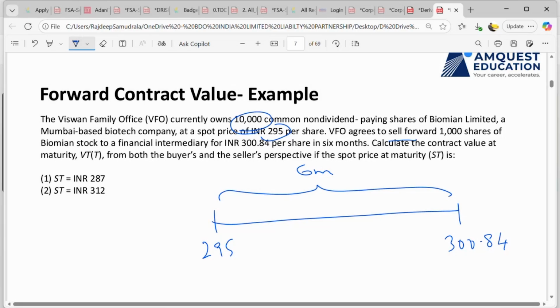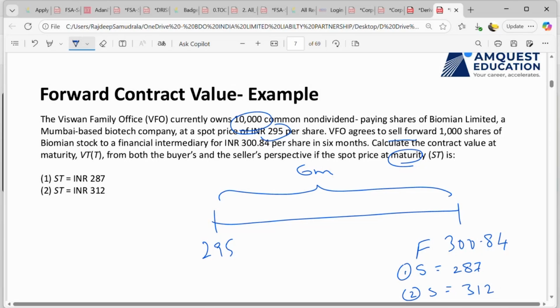Ask her. So they're telling you the spot price at maturity, okay? Now this is a forward, okay? Now I have 2 scenarios. Scenario 1, the spot price is 287. Scenario 2, the spot price is 312. This is at maturity, right? So what's the answer?